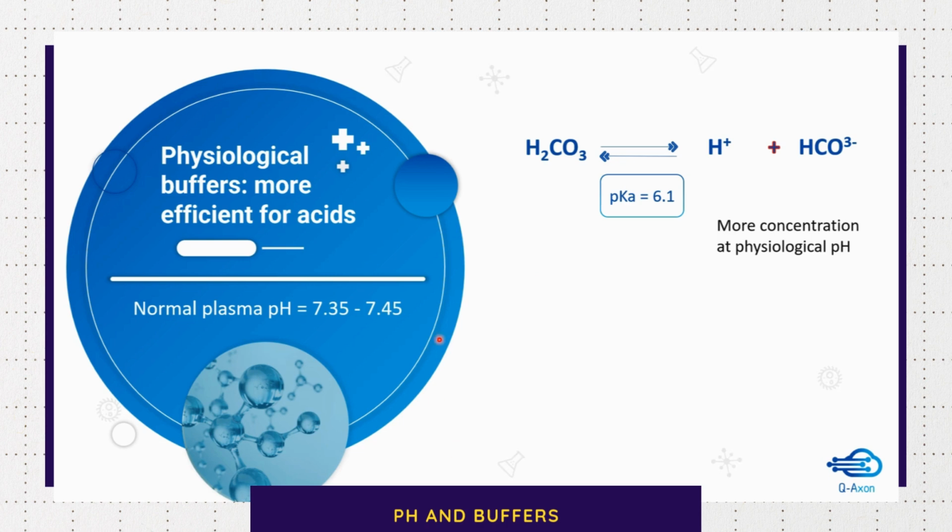Okay. Then we have another buffer, phosphoric acid, which dissociates into hydrogen ions and phosphate ions. The pKa of this buffer is 6.86. Again, you see the pKa is much less than the plasma pH. So, a higher concentration of the dissociated ions will be there at physiological pH, like we saw in the case of H2CO3 also. So, obviously this buffer will also be more effective for acids.